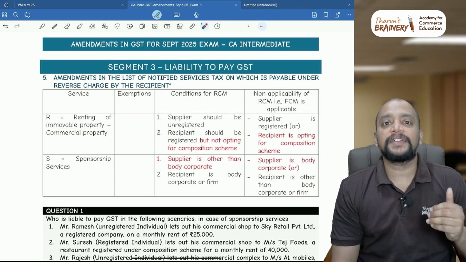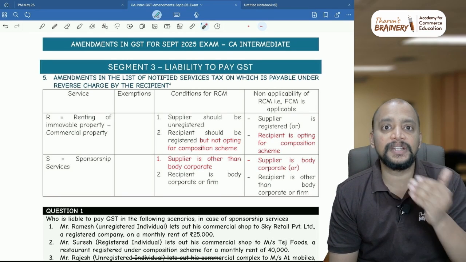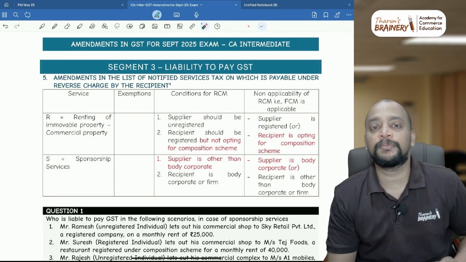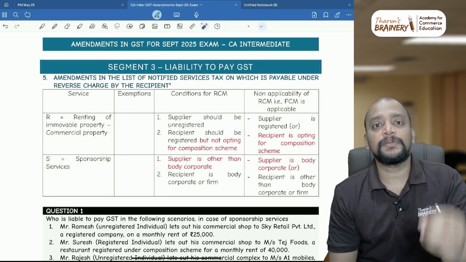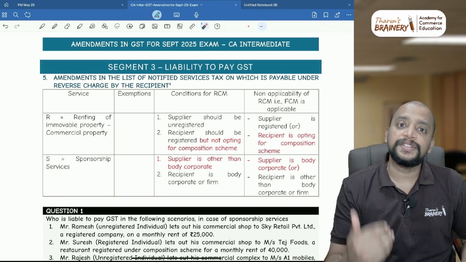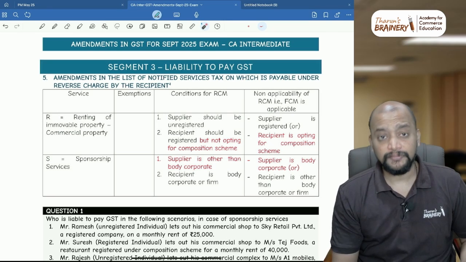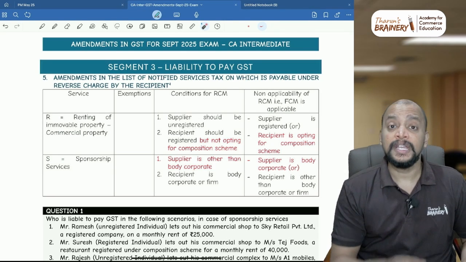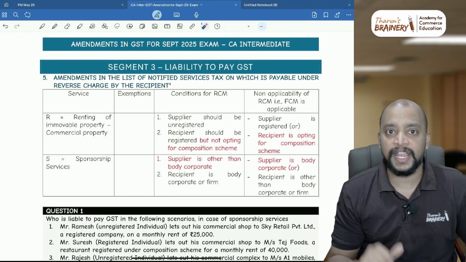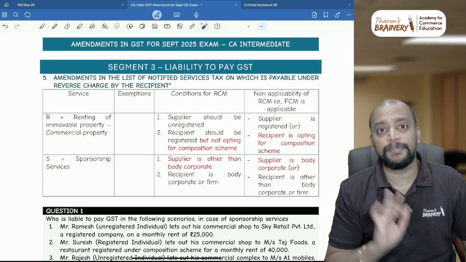For commercial property, when will RCM be applicable? If the supplier is unregistered and the recipient is registered, it will come under RCM. This was the condition before the amendment. Now they added one point: supplier should be unregistered, recipient should be registered, but not opting for composition scheme. What if the recipient is registered but opting for composition scheme? RCM will not be applicable.